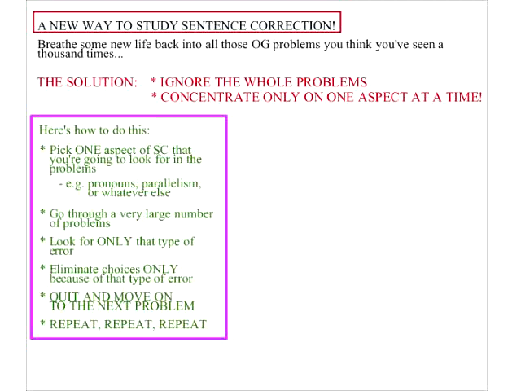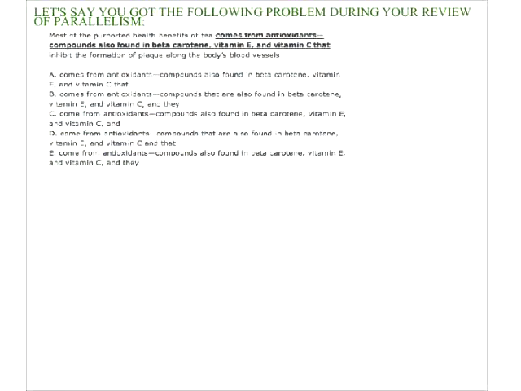Let's say that you decided to go over parallelism and you got the following problem. Does anybody see anything in this problem that is supposed to be parallel, or any signals of parallelism or any parallel contexts in this problem? Go ahead and tell in the text box. Okay, you've got comes and come is not an instance of parallelism. That's actually a subject-verb agreement issue.